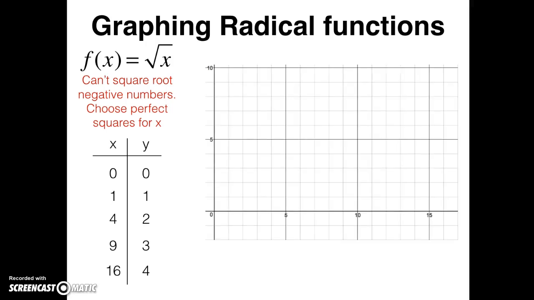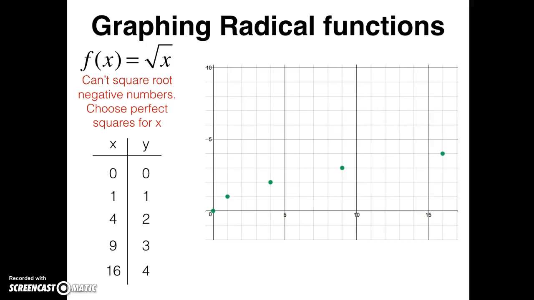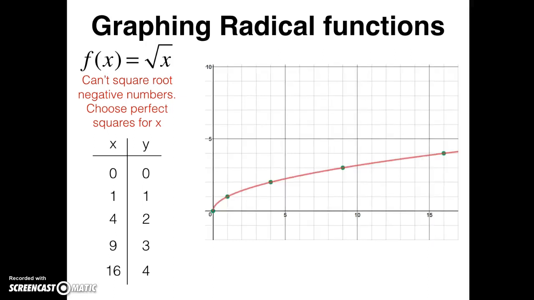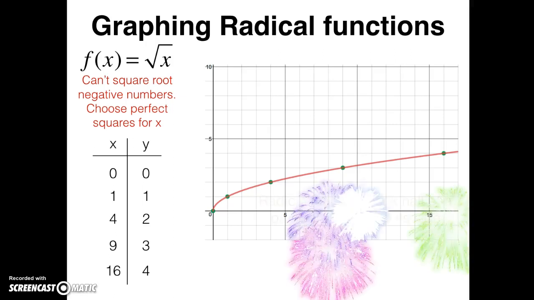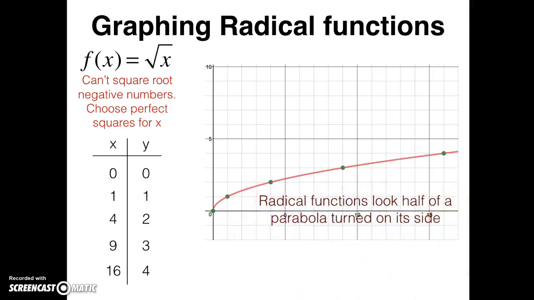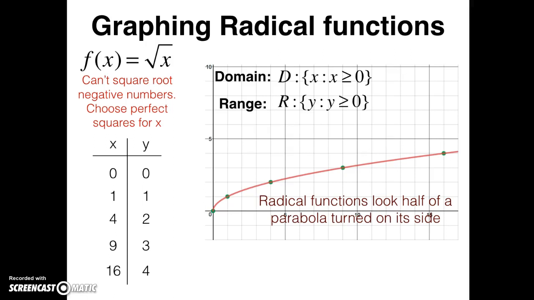When I plot my function and connect them with a curve, I get something like this. Radical functions look like half of a parabola turned on its side. Now the domain and the range of our square root of x, the domain is going to be all x values greater than or equal to 0 since we can't square root a negative. And our range is going to be y is greater than or equal to 0 because all of the outputs were positive.